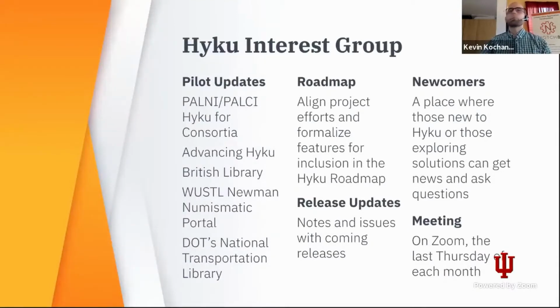The Hyku interest group meets monthly, and here is a sample agenda. Each month we look at pilot updates from the projects that are in motion for Hyku. These days we tend to get updates from PALNI and PALC on our Hyku for Consortia product, the Advancing Hyku grant, the British Library's repository, and two Notch8 projects, the Washington University St. Louis Newman Numismatic Portal and the US Department of Transportation's National Transportation Library.